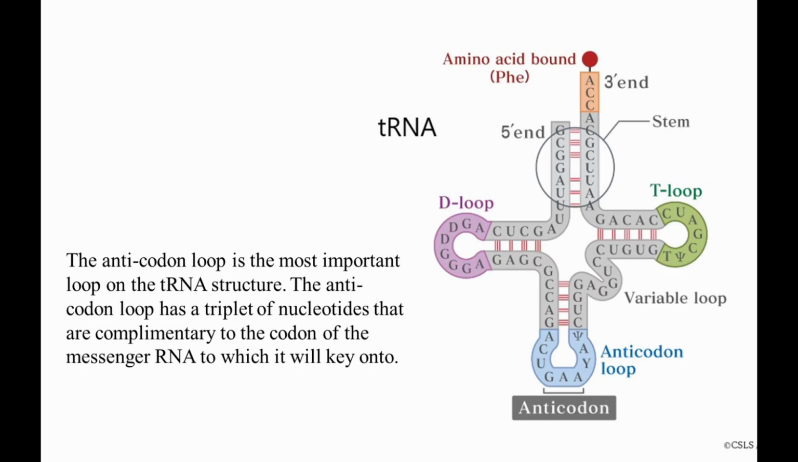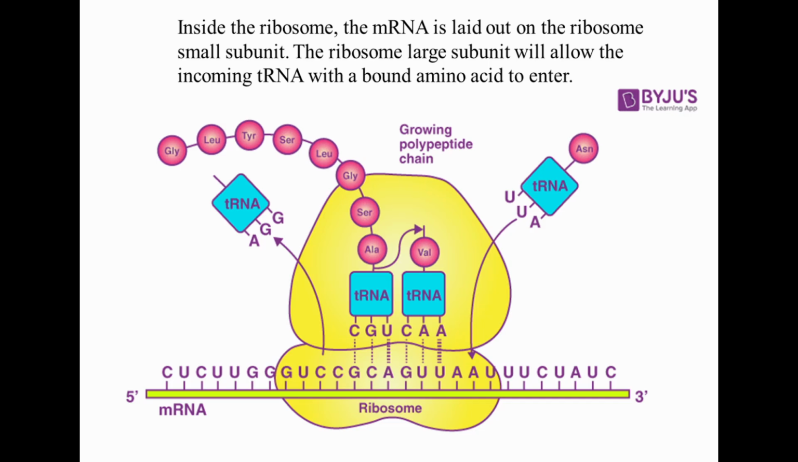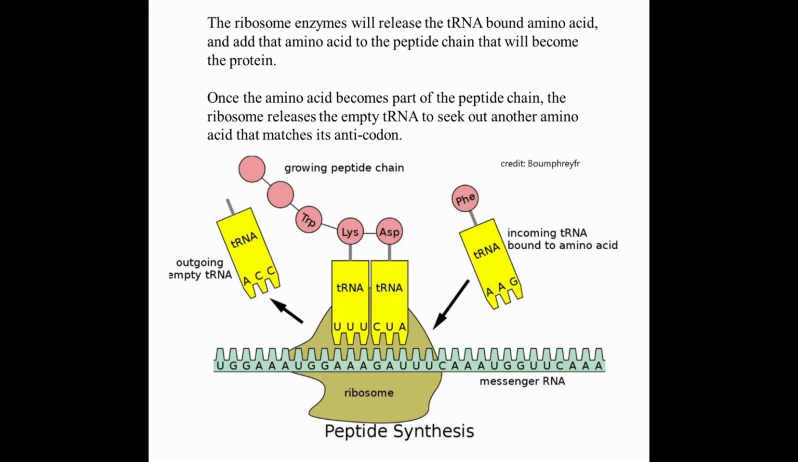The anticodon loop is the most important loop on the tRNA structure. The anticodon loop has a triplet of nucleotides that are complementary to the codon of the messenger RNA, to which it will key onto. Inside the ribosome, the mRNA is laid out on the ribosome small subunit. The ribosome large subunit will allow the incoming tRNA with a bound amino acid to enter. If the tRNA anticodon is complementary to the codon of the mRNA, the ribosome enzymes will release the tRNA-bound amino acid and add that amino acid to the peptide chain that will become the protein.